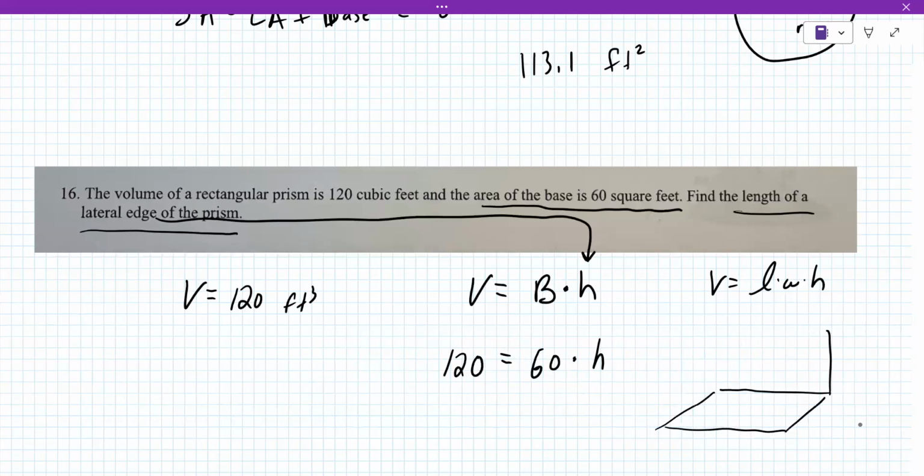typically connects the two bases. So in this figure I've drawn here, this would be the lateral edges, these red posts. Oh, it connects the two bases. Yes. Like the top and the bottom.